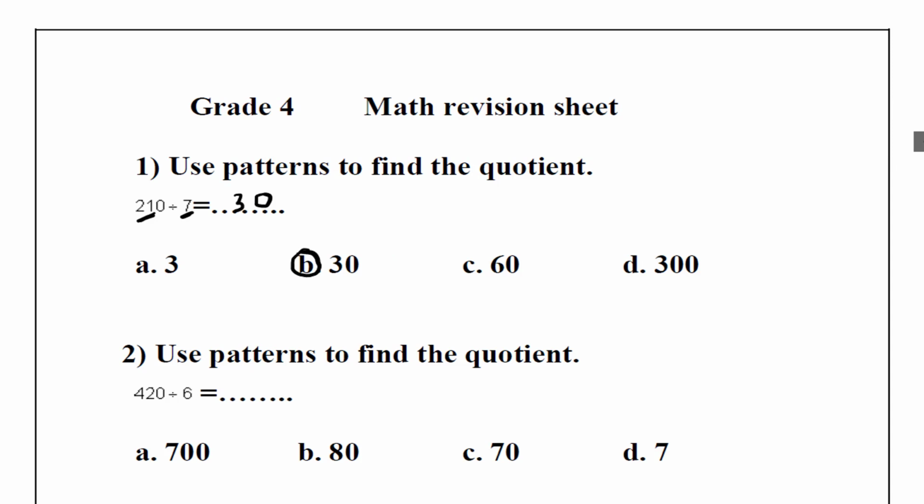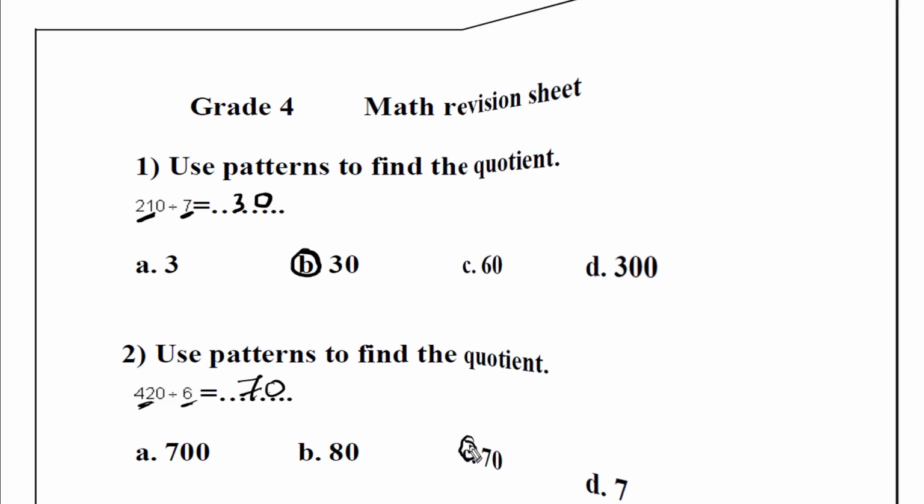Okay. Question number 2. Use patterns to find the quotient. 420 divided by 6. By the same way, the main fact here is 42 divided by 6. 42 divided by 6 equals what? Equals 7. So how many extra zero? Just 1 zero. So the quotient will be 70.